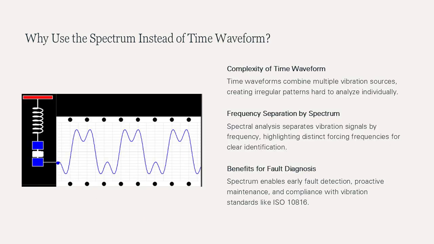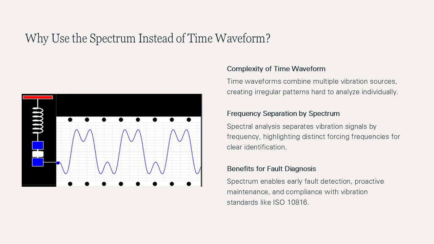The time waveform becomes increasingly complex as multiple vibration sources interact within a machine. For example, a motor may exhibit vibrations from shaft rotation, bearing defects, and gear mesh simultaneously. In the time domain, these combined signals appear as an irregular pattern, making it nearly impossible to distinguish individual contributors. The spectrum solves this problem by separating these signals based on frequency.